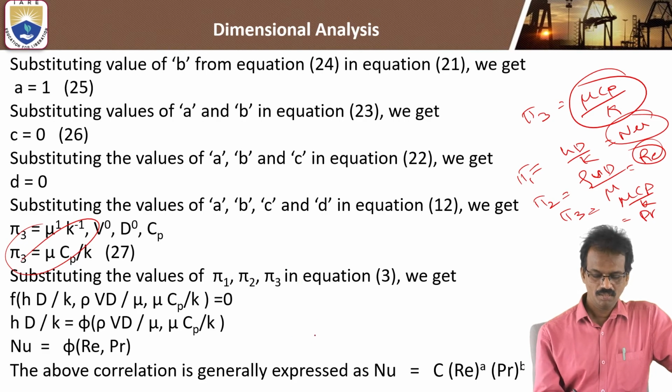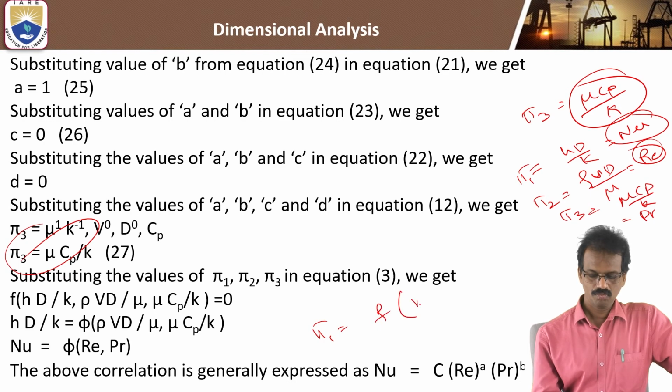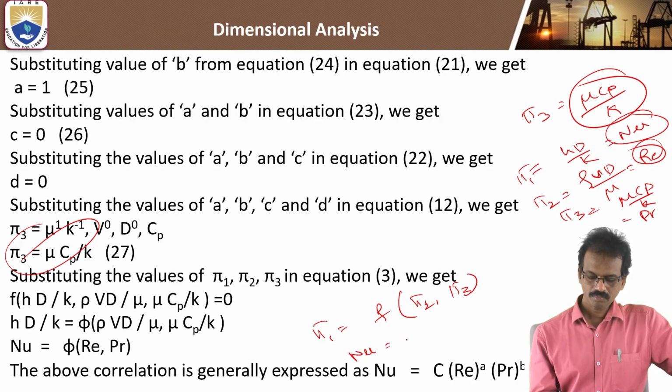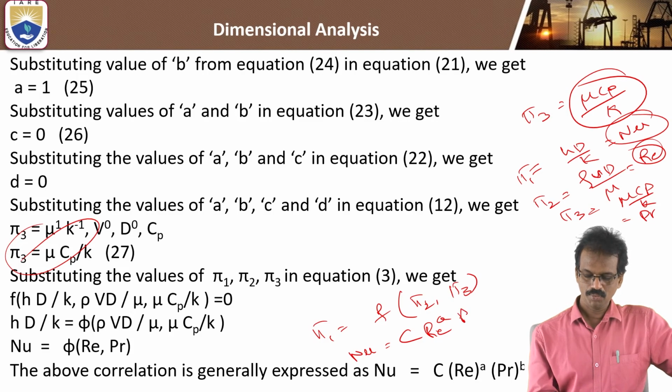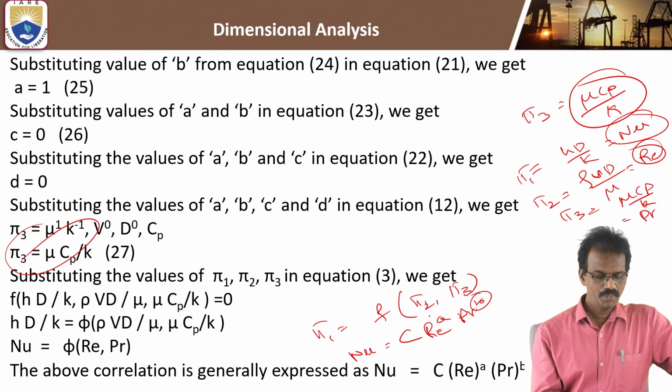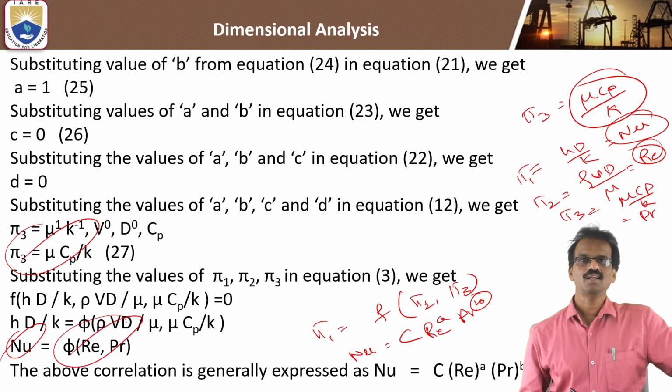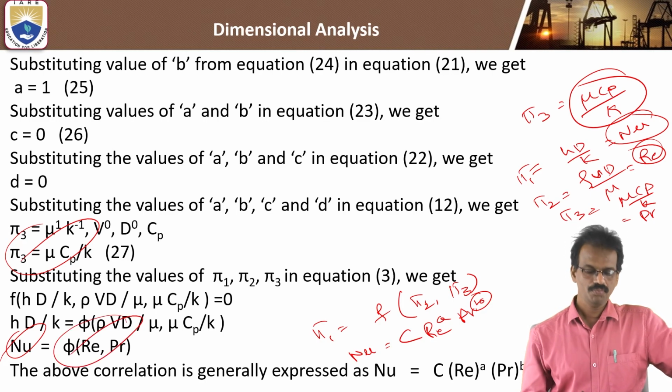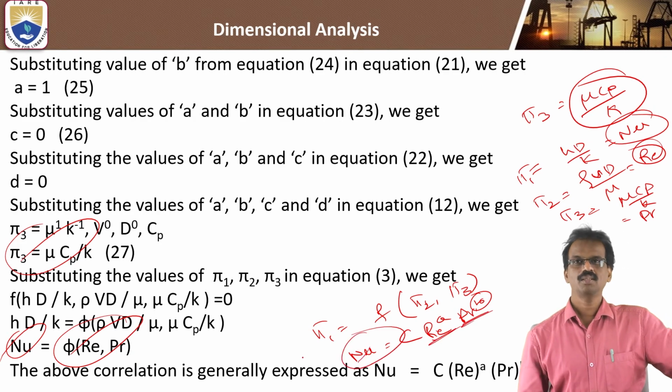So pi 1 is a function of pi 2 and pi 3. It means the Nusselt number is a function of some constant times the Reynolds number to the power of A and the Prandtl number to the power of B. So this is the relationship. To find the Nusselt number, it depends upon the Reynolds number and Prandtl number. If you solve the relationship of Reynolds number and Prandtl number, you will get the Nusselt number.